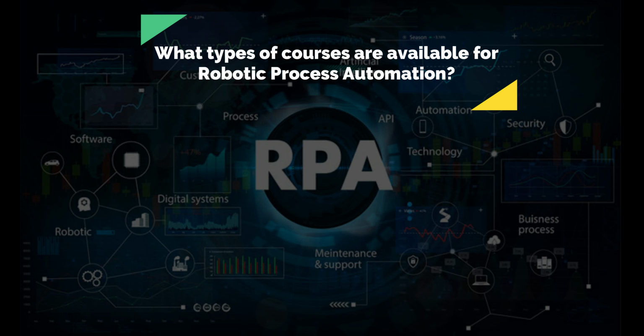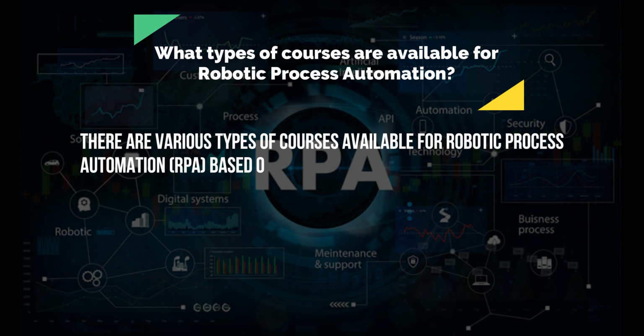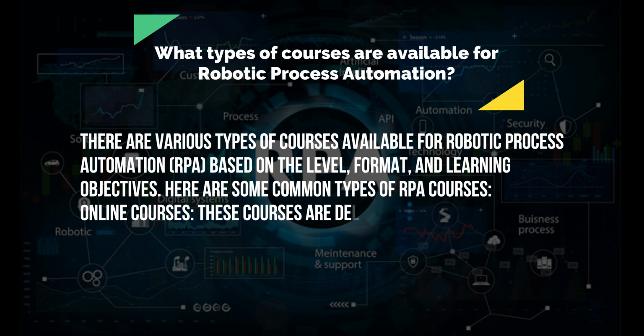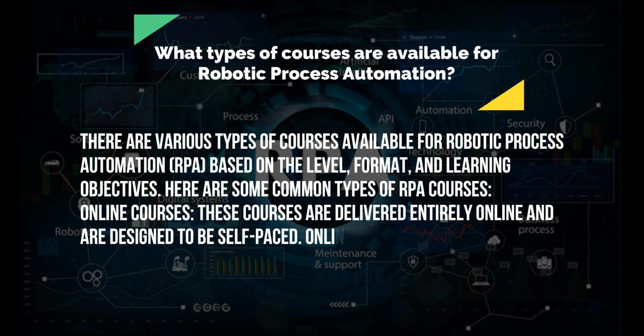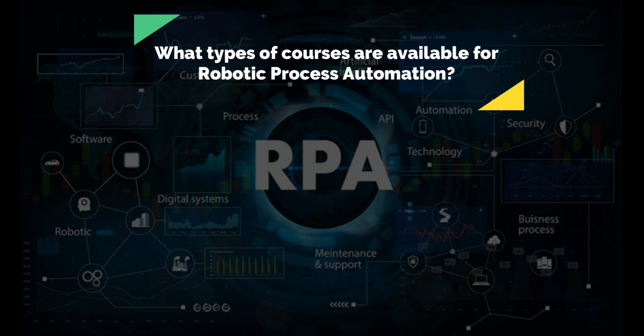What types of courses are available for robotic process automation? There are various types of courses available for robotic process automation (RPA) based on the level, format, and learning objectives. Here are some common types of RPA courses. Online courses. These courses are delivered entirely online and are designed to be self-paced. Online RPA courses can be accessed from anywhere and usually include videos, reading materials, quizzes, and assignments.